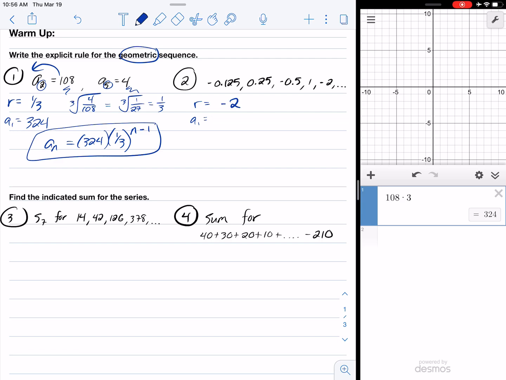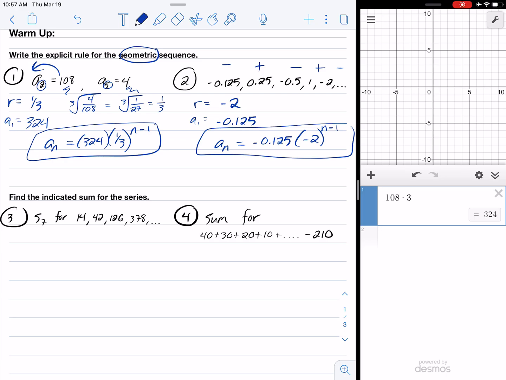For number 2, the ratio was -2. Remember, when it's going from negative to positive, like it was up here, you know your ratio is going to need to be negative. So -2, and then our first term here was negative 0.125 or negative 1/8. So our rule would have been a sub n equals negative 0.125 times -2 to the power of n minus 1.